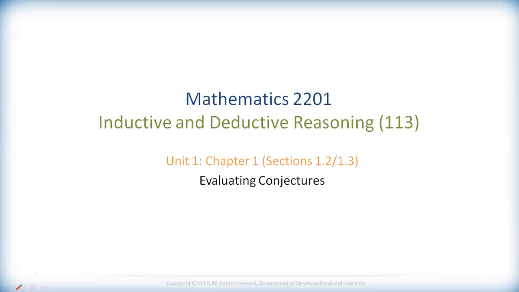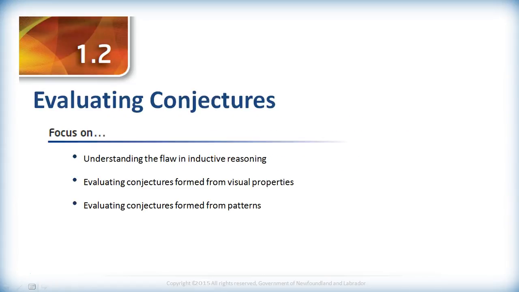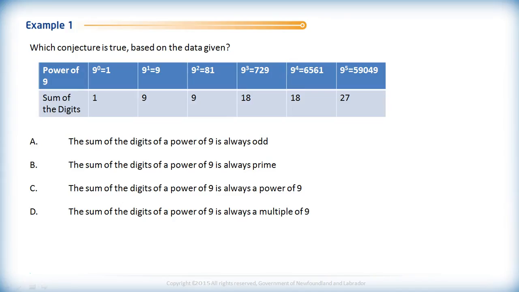Now we're going to look at some questions that we might be asked to deal with that go along with the idea of evaluating the validity of conjectures. We remember all that stuff that we learned last time: the possible flaw in inductive reasoning, evaluating conjectures formed from visual properties, and evaluating conjectures formed from patterns. So we're going to look at some of that here.